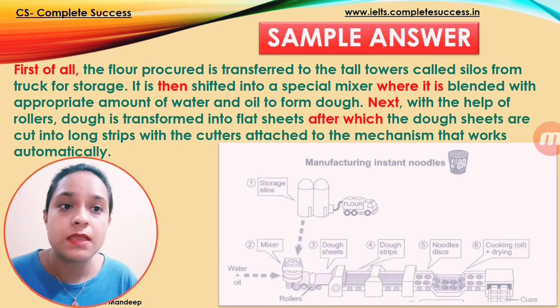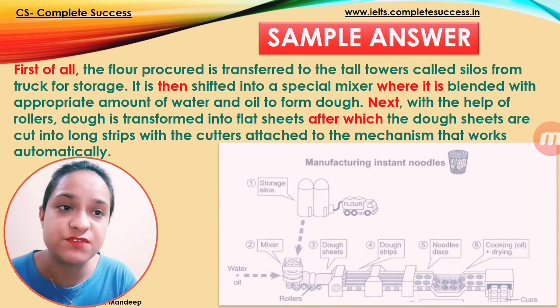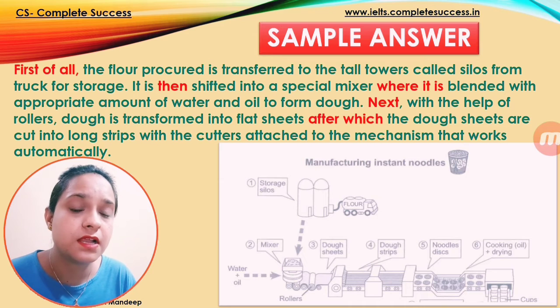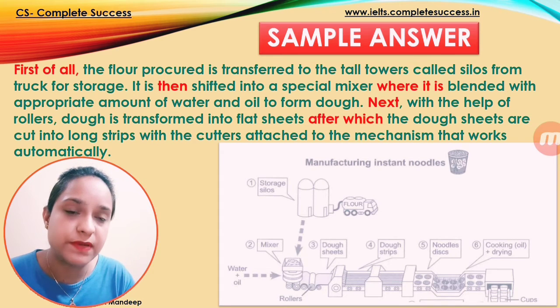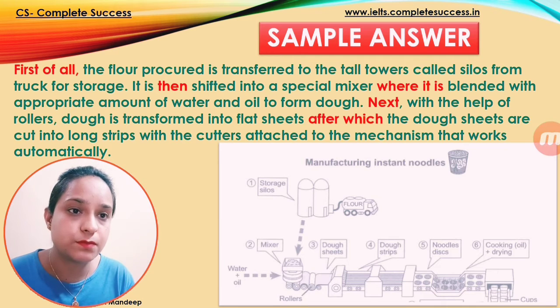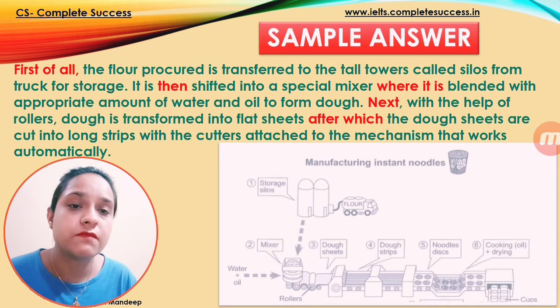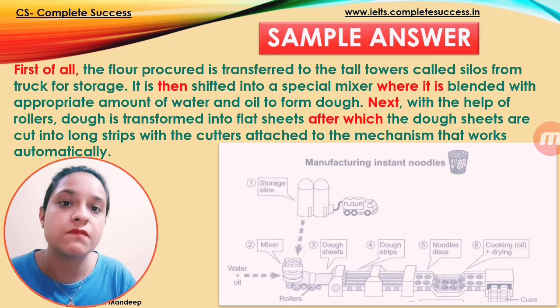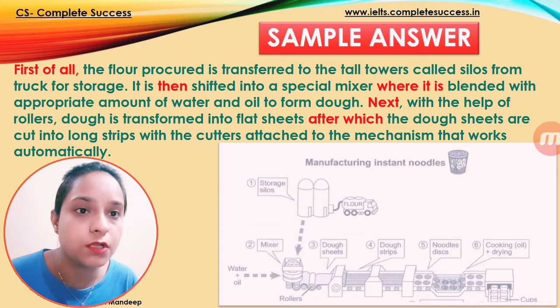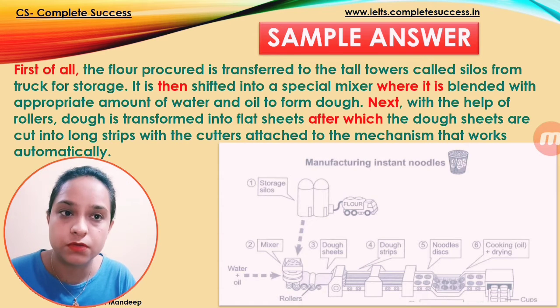Here I have put it in red, where it is blended, because here I have explained the purpose, that is, why it is put into a mixer. I've explained that point in detail in my last video. You can check from there what is the purpose of writing it here, meaning what is done at that point, where it is blended or mixed with appropriate amount of water and oil to form dough, or in order to form dough.